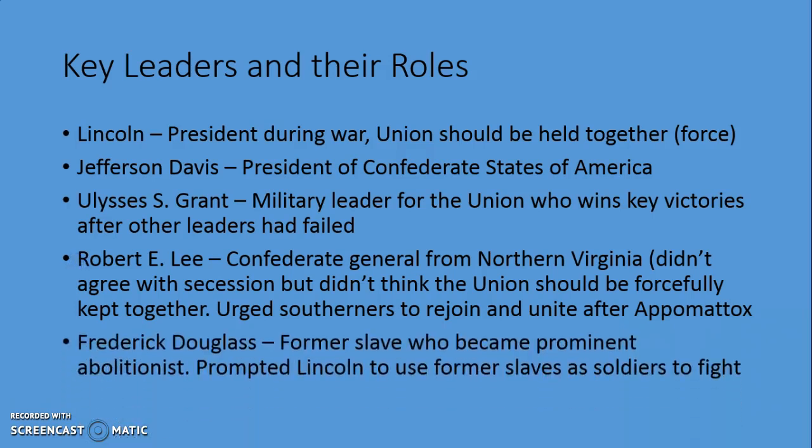And then lastly, we're going to talk about Frederick Douglass. Frederick Douglass was a former slave who becomes a very prominent abolitionist. He's going to prompt Lincoln to use former slaves as soldiers to fight. He says famously, "Why try to fight a war with one arm tied behind your back?" Essentially saying that the African Americans can help you win this war. Why not let them do that? And Lincoln is going to do that as part of the Emancipation Proclamation. He's going to allow African Americans to fight.